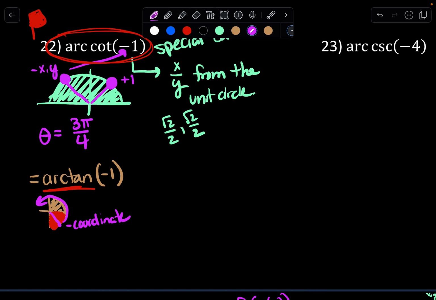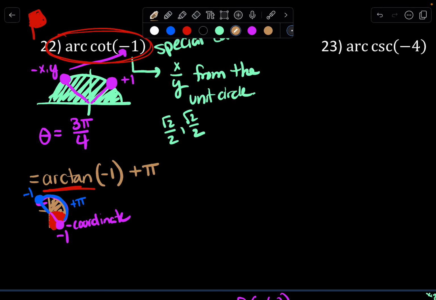So say that I'm at -1. That's the -1 here. I need to find a way to get it to the -1 that's in quadrant 2 so that it exists within the realm of arc cotangent. And how do we do that? You add pi.